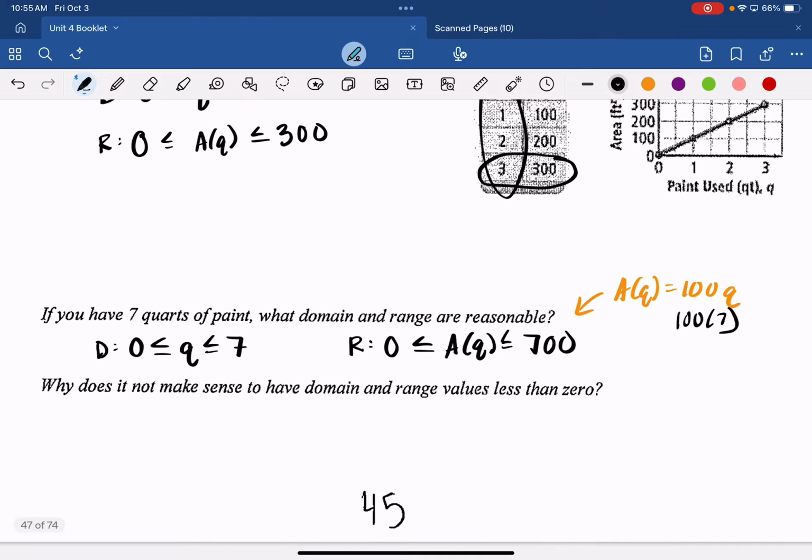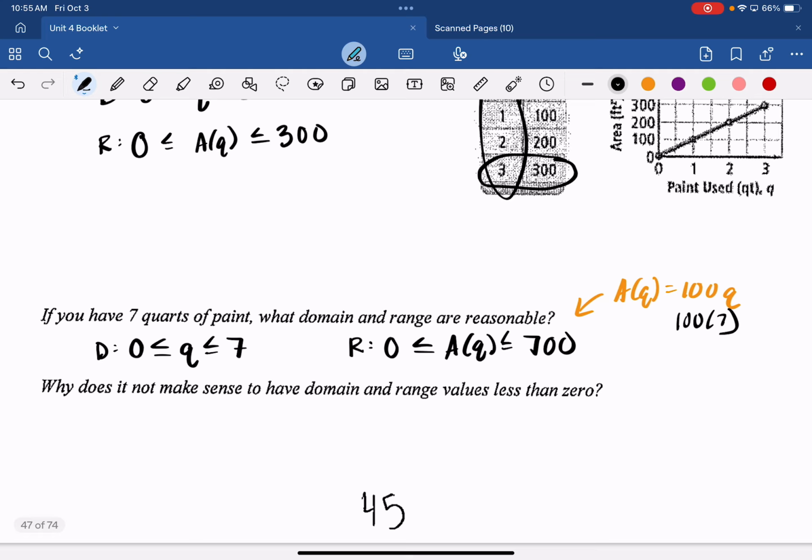And last but not least, why does it make sense to have domain and range values less than 0? Well, it can't be negative. I can't use negative paint, right? If you went and asked for that at the store, they would look at you like you had 4 heads, okay? Doesn't make any sense to have negative amounts of paint.